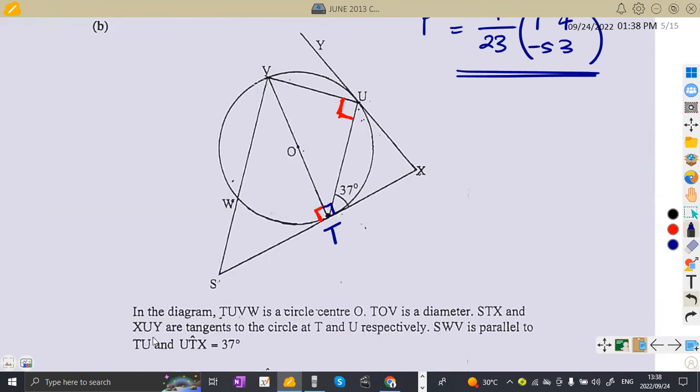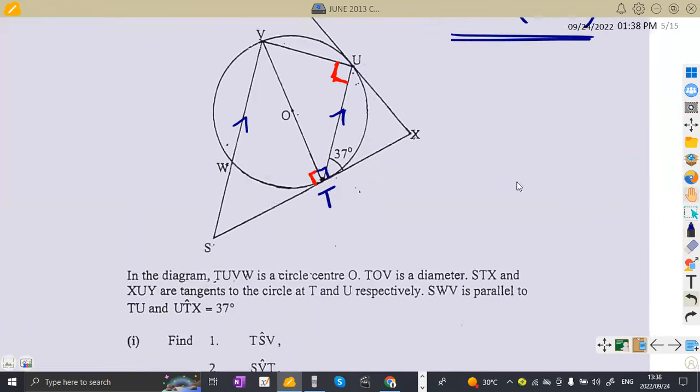SWV is parallel to TU, okay? So we're given that SWV is parallel to TU. So you have to indicate that these two are actually parallel lines. There is a lot that you can get from parallel lines. So there's a lot, guys, that you're going to have. Okay, so anyways, let us see what the question was all about.